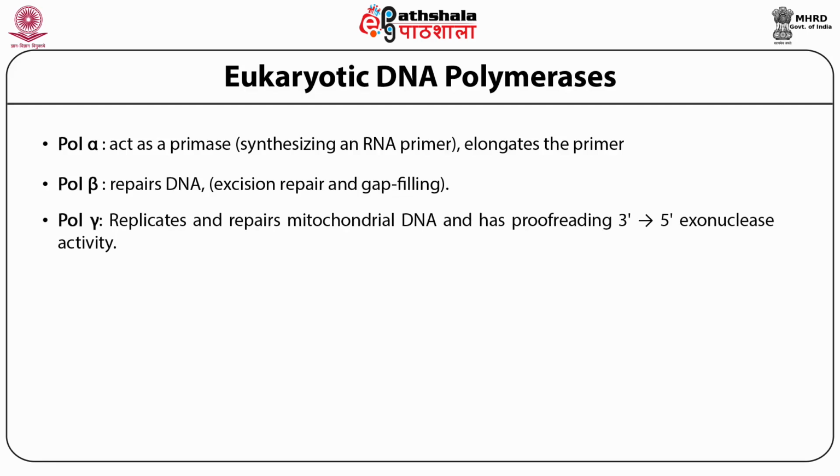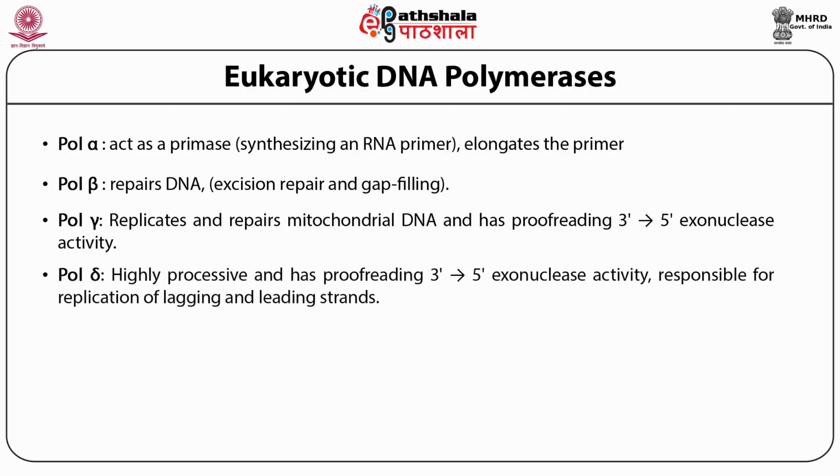DNA polymerase gamma. Now, eukaryotes have a special organelle called the mitochondria, and the mitochondria has its own genome. So, the replication of this mitochondrial DNA and its repair is taken over by a special polymerase called DNA polymerase gamma. It also has the proofreading 3' to 5' exonuclease activity.